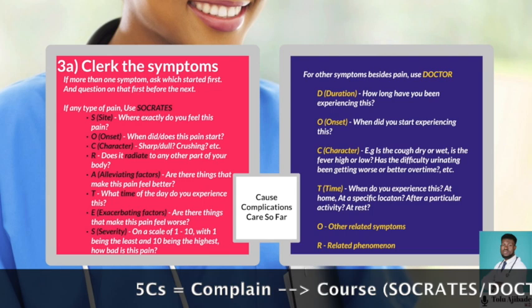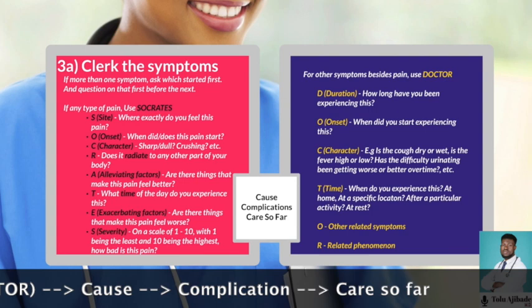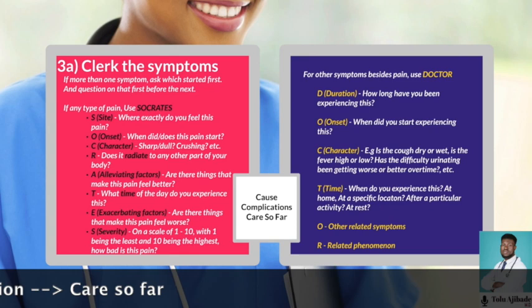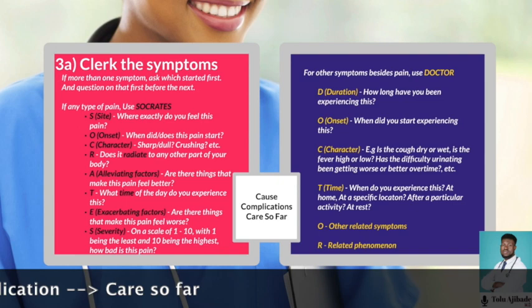The second C is course, C-O-U-R-S-E, okay? Course of the disease. And then the next one is cause. Then the fourth one is complication. And then the fifth is care so far. If you can go through these 5 C's using the acronyms embedded in each of the C's, then it gets much easier. So we have the 5 C's: complaint, course, causes, complication, and care so far, okay?